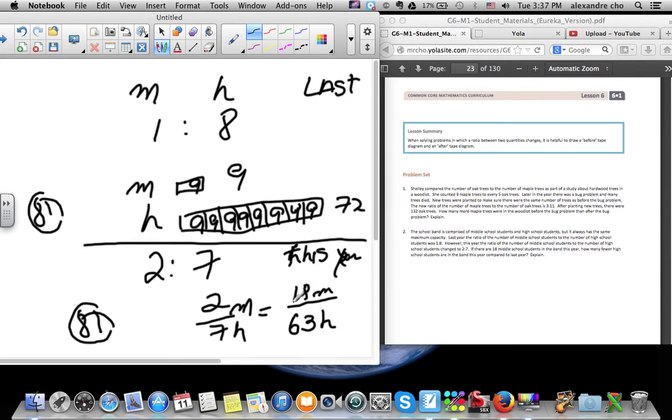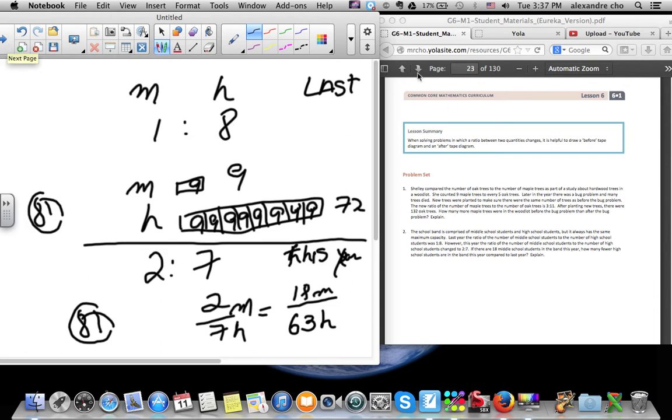Whereas this year, I have 18 middle school students and 63 high school students. So the answer to the second question, how many fewer high school students are in this band this year? Well, this year they have 63, last year they had 72, so it's a difference of 9. Basically, you have to do a little calculation with the ratio for this year, from which you found the total number of students, and use that information to go back to last year and figure out the other information. Okay, so that's page 23.